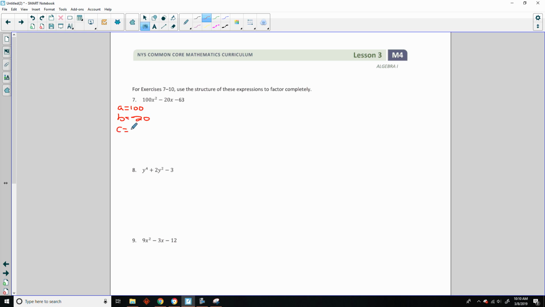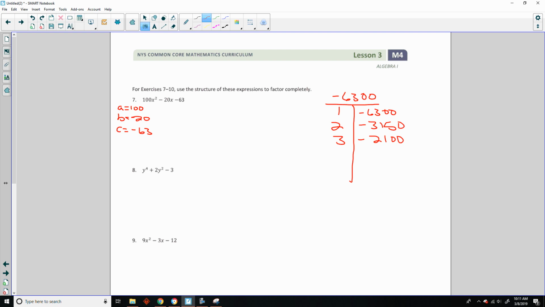So factors of A times C would be -6,300, or 6,300. And I want those factors to add up to 20 on the negative side. Okay, so that's a really big number. So if you have a calculator, that would work. And since my B is negative, I want this side to be negative. So it's 1 times -6,300. 2 times negative, and half of 6,300 is 3,150. And 3 times -2,100. And 4, let's see.